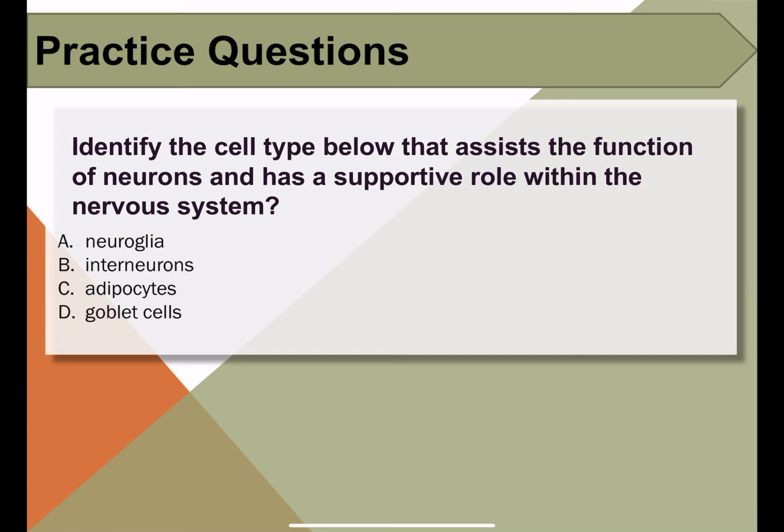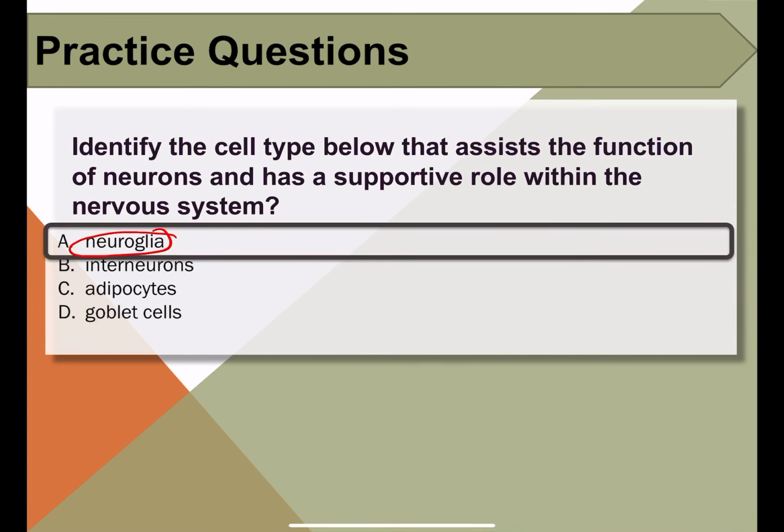Identify the cell type below that assists the function of neurons and has a supportive role within the nervous system: neuroglia. Remember, the nervous system is made up of two types of cells, neurons and neuroglia. Neurons are the ones doing the electrical impulses and passing them along. Neuroglia are the ones that are supporting the neuron cells.